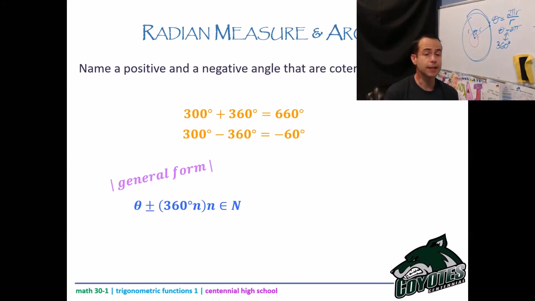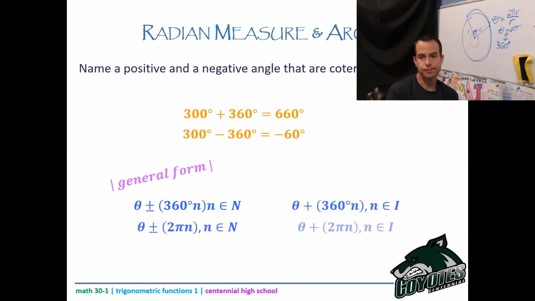Then we can also state this in radians. So in radians, we would go plus 2 pi n, and then either have the plus or minus in front and say it's a member of the naturals, or have just the plus and say it's a member of the integers. Okay, so theta here represents my initial principal angle.